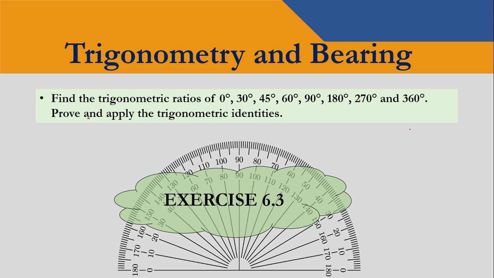Our learning objectives are: find the trigonometric ratio of 0, 30, 45, 60, 90, 180, 270 and 360 degrees, and prove and apply the trigonometric identities. This is exercise 6.3 of class 9th based on the national curriculum of Pakistan.